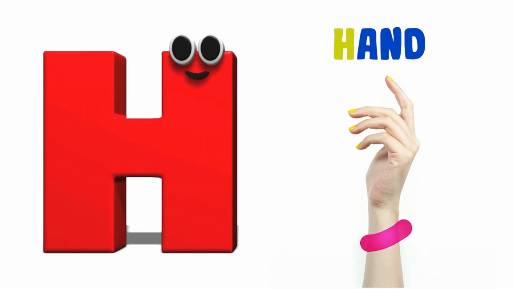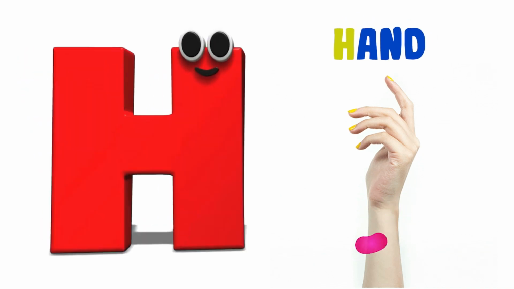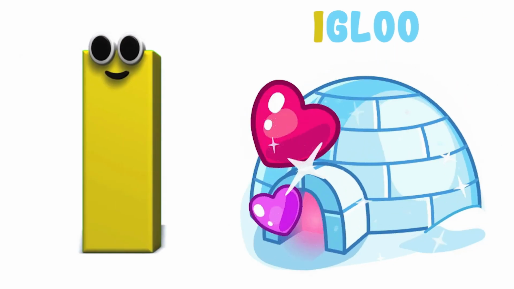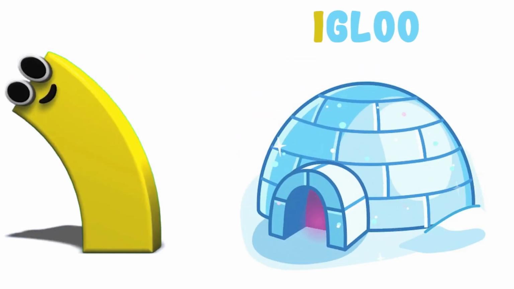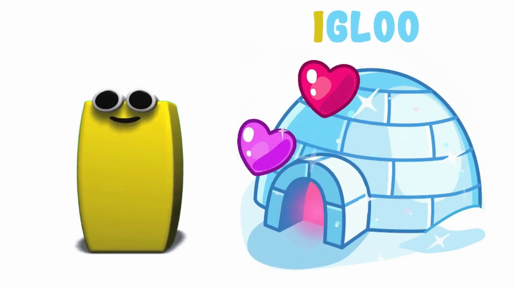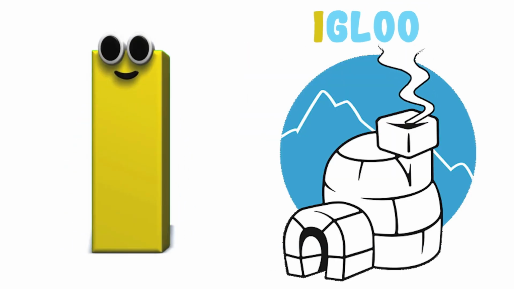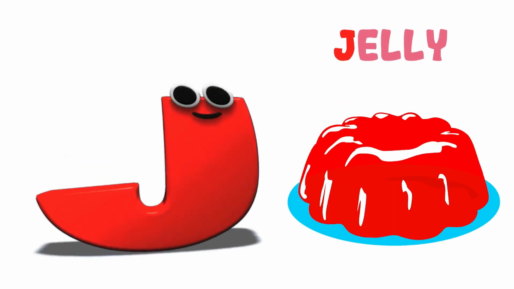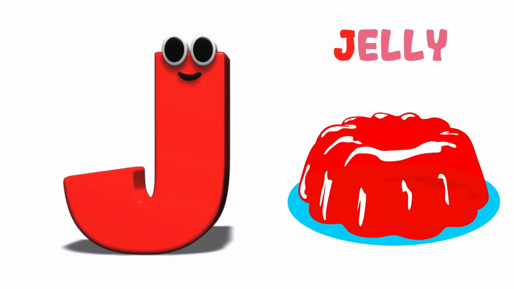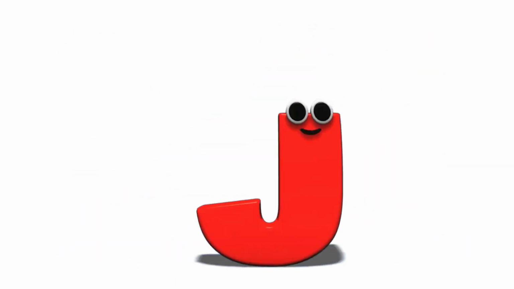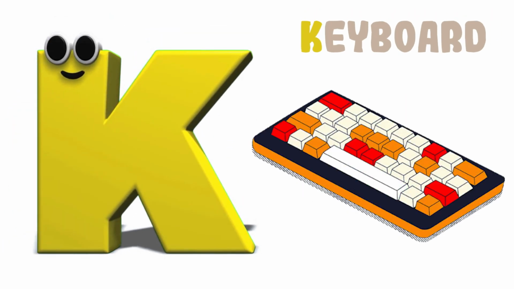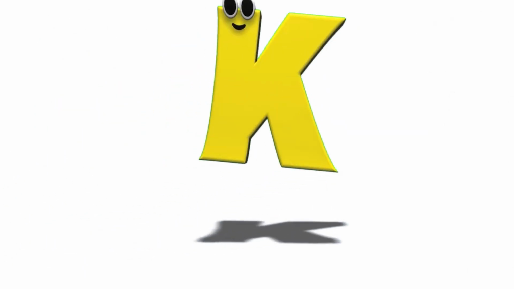H is for hand. I is for igloo. I, igloo. J is for jelly. J, j, jelly. K is for keyboard. K, k, keyboard.